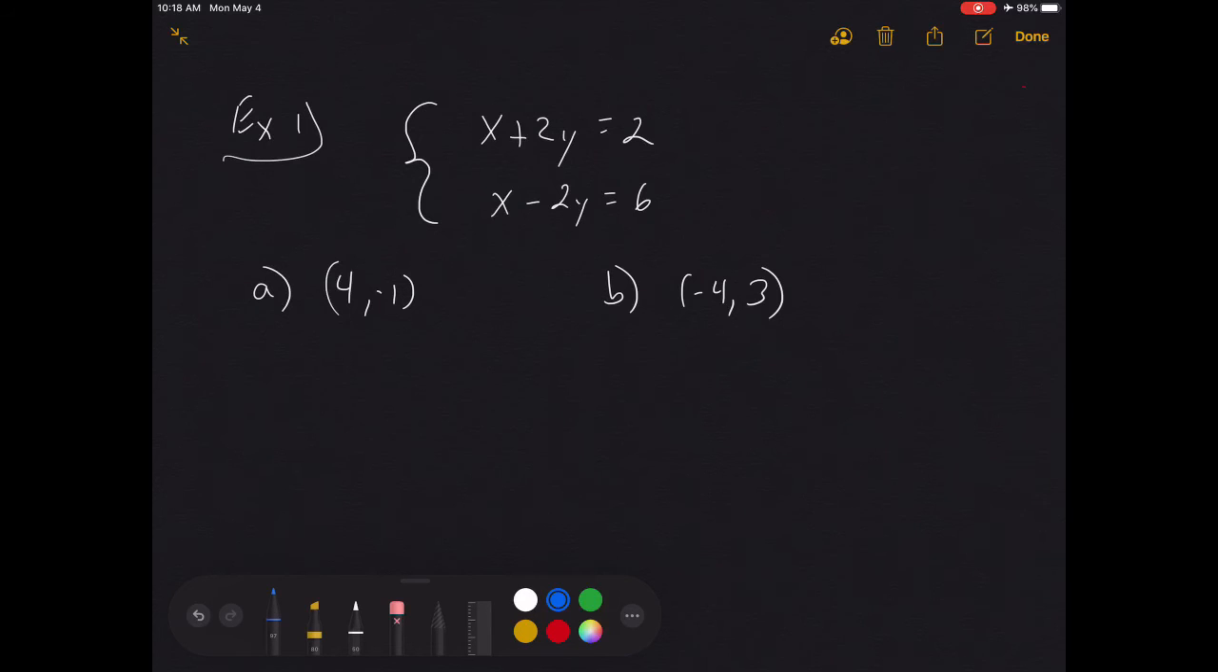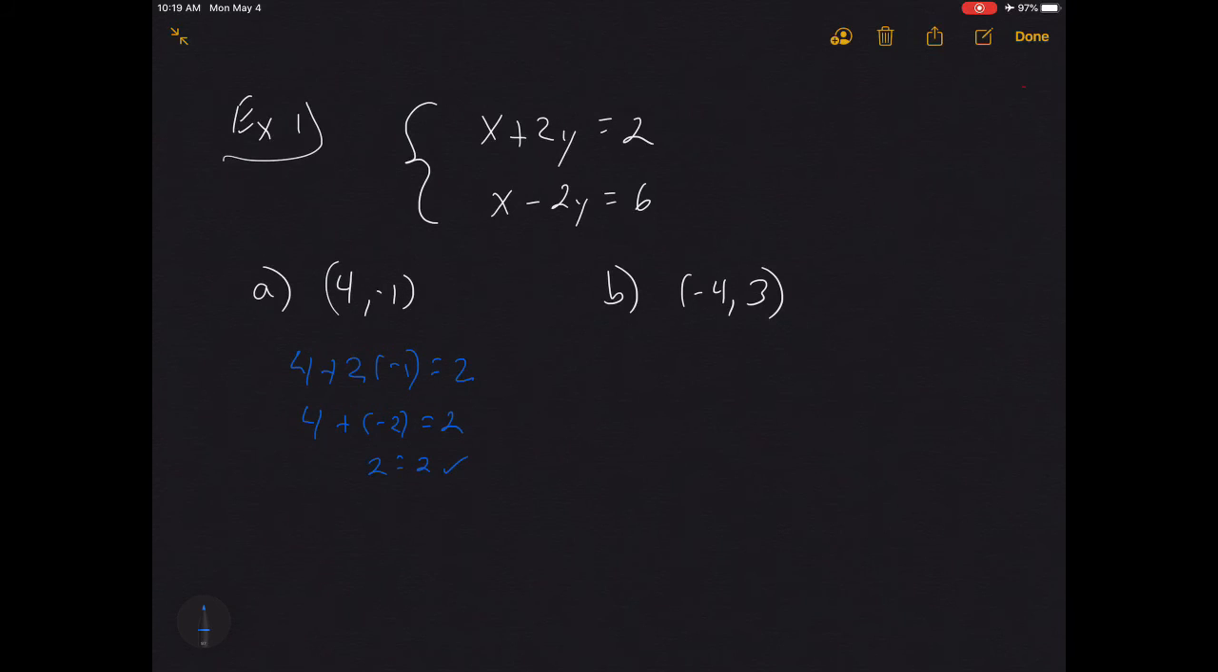Let's try letter A. If we take x is 4 and y is -1 and plug it into the top equation, we get 4 plus 2 times -1 equals 2. Let's simplify that and see if that works. So we get 4 plus -2 equals 2, and 4 plus -2 is 2, so the first one works. That satisfies the top equation.